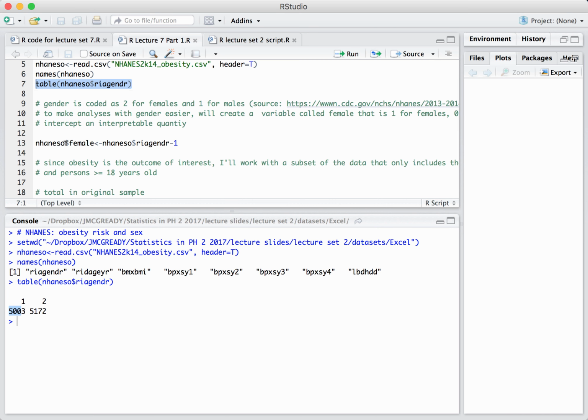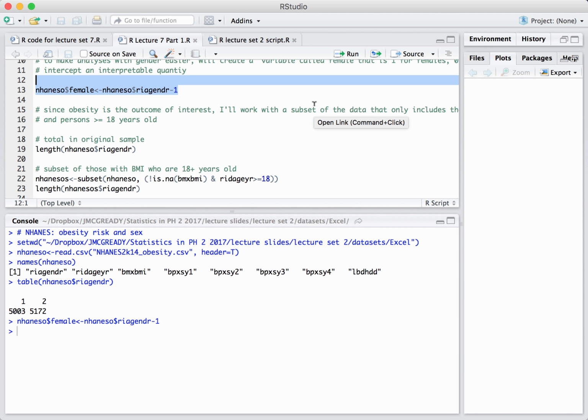I created and added to this NHANES O object another column called female, which was a 1 for females and a 0 for males, and I just created that by taking the value of the gender variable and subtracting 1. So those that were 2s, the females, the new variable female would be 2 minus 1 or 1, and those that were previously 1s, the males, would be 1 minus 1 or 0. So we'll put this in.